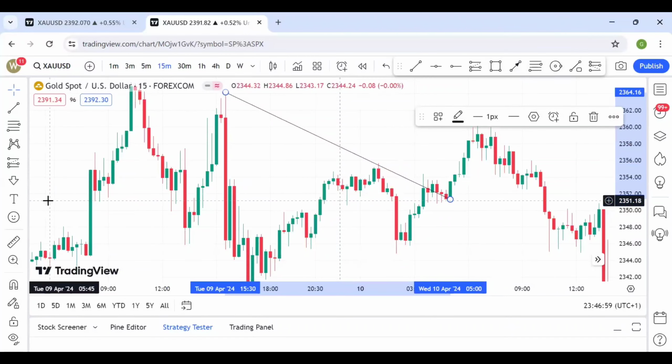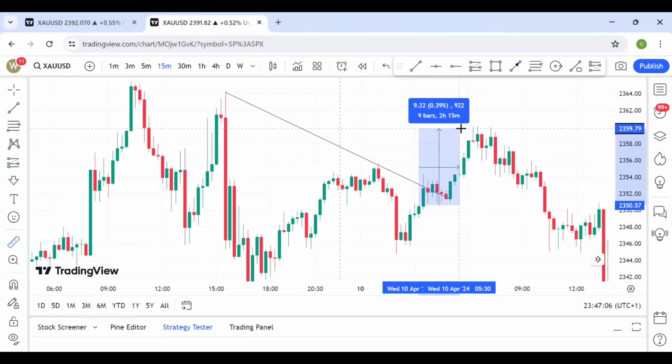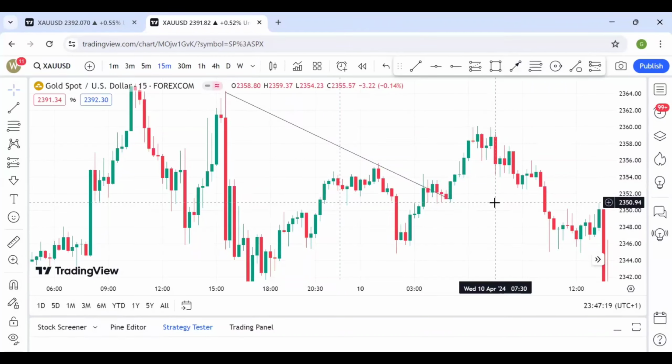Let me measure the pips from the entry. You can see from this entry, let's see how many pips in profit. You can see 92 pips in profit. So this is how we trade the bullish engulfing.